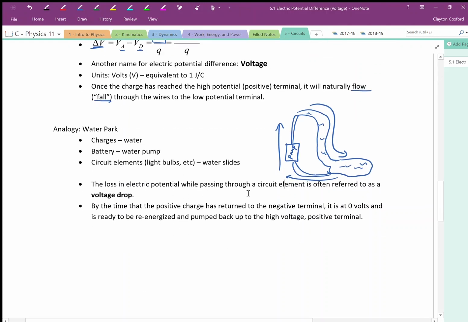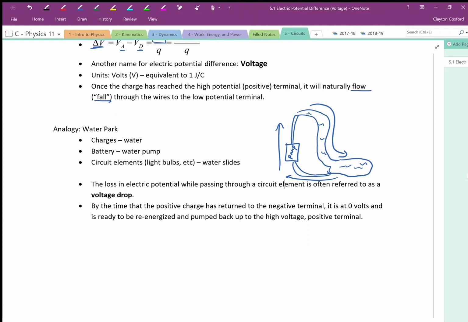The loss of electric potential while passing through a circuit element, we often refer to this as a voltage drop, right? A loss of energy for every coulomb of charge, a drop in energy, which if we think about that in terms of a water park analogy, that makes a lot of sense. A voltage drop, an energy drop, it's a physical drop in a water park. It's not a physical drop in a circuit. Your circuit doesn't literally have to be constructed vertically for the voltage to go down, but it will lose energy as it goes through some circuit element. We call that a voltage drop.